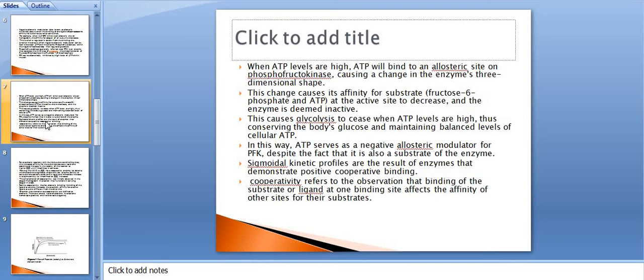Okay, here sigmoidal kinetic profiles are the result of enzymes that demonstrate positive cooperativity binding. Cooperativity refers to the observation that binding of the substrate or ligand at one binding site affects the affinity of other sites for their substrates.